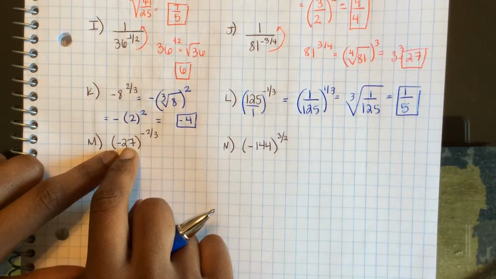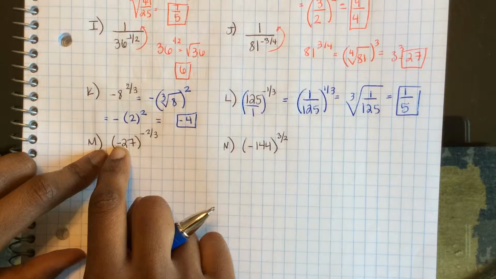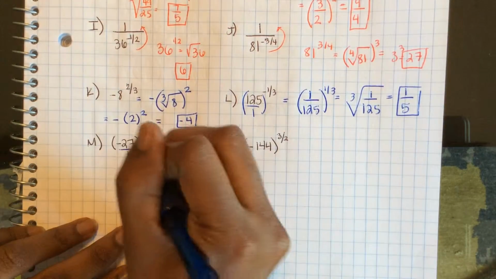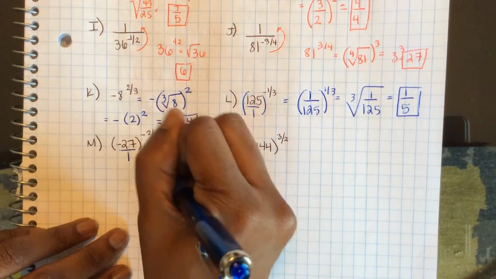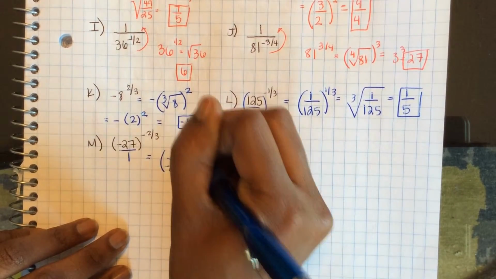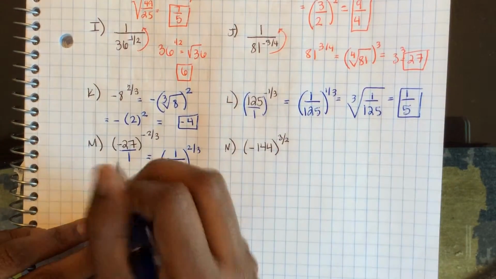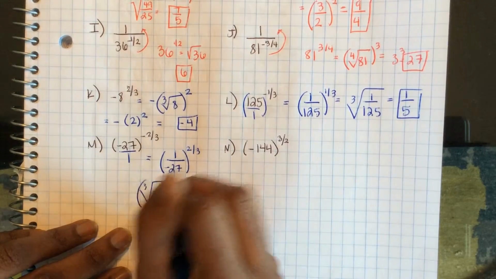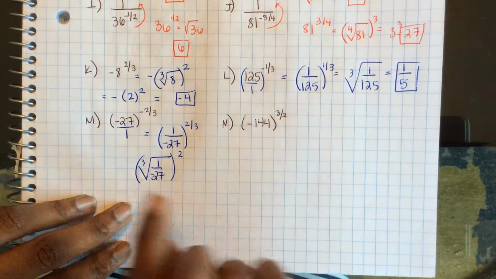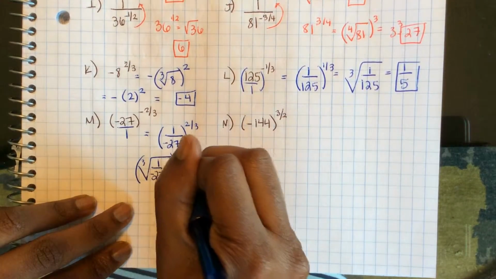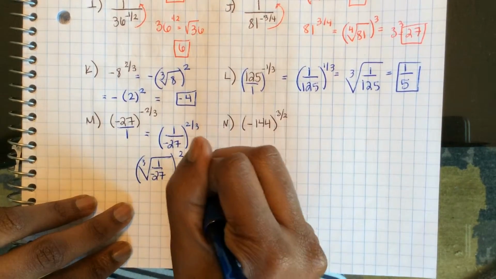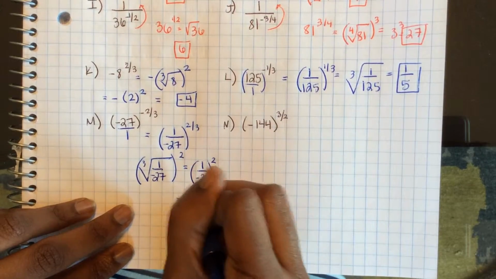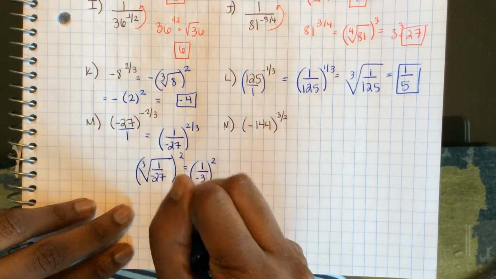Now the negative 27, the negative is part of the 27 being raised to this power. I put this over 1 and reciprocate it. So this becomes 1 over negative 27 to the positive 2/3 power. So this is the cube root of 1 over negative 27, squared. Well, the cube root of 1 is 1, and the cube root of negative 27 is negative 3. Squared: 1 squared is 1, and negative 3 squared is 9.